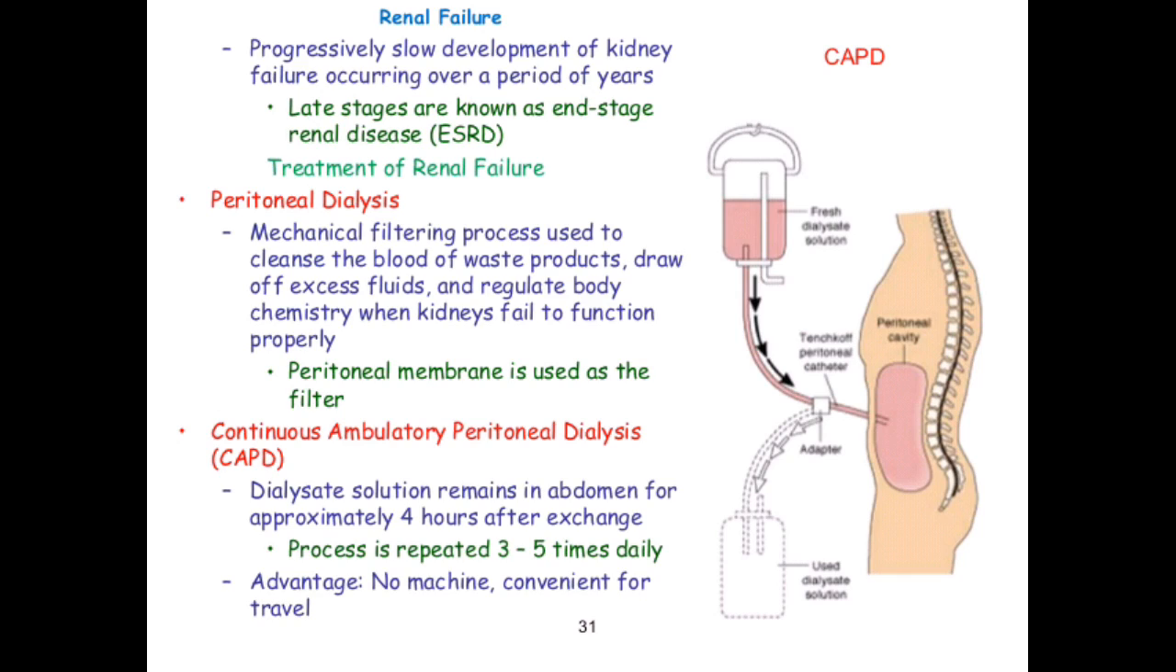Continuous ambulatory peritoneal dialysis. Dialysate solution remains in the abdomen for approximately 4 hours after exchange. The process is repeated 3 to 5 times daily. Advantage: no machine, convenient for travel.